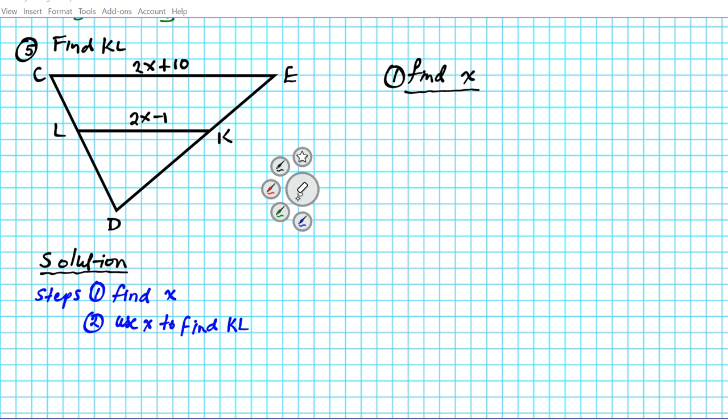All right, so let's go ahead and mark it. In this particular case, the midsegment is LK. So if we use the midsegment theorem, LK is equal to 1/2 of CE. Let's go ahead and substitute. LK is 2x minus 1, and that is half as long as the third side, which is 2x plus 10.